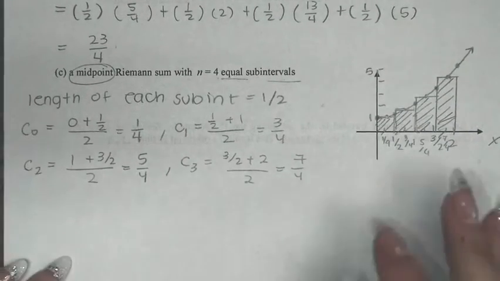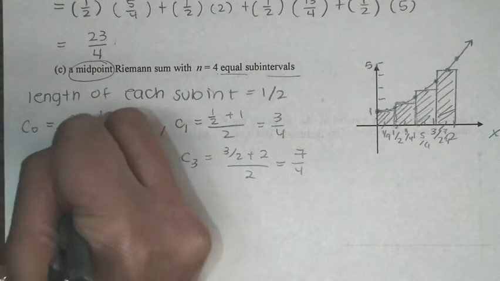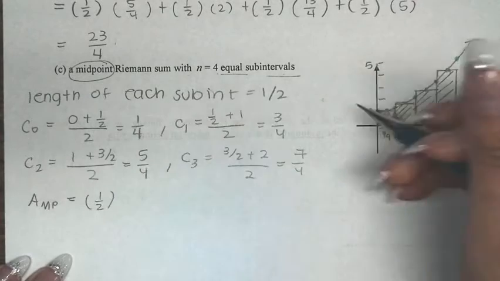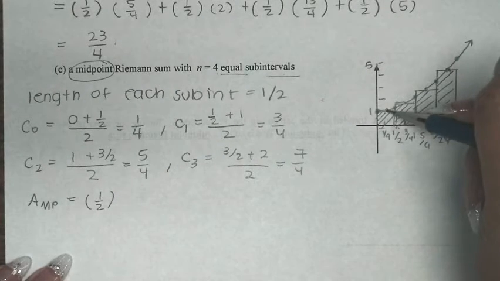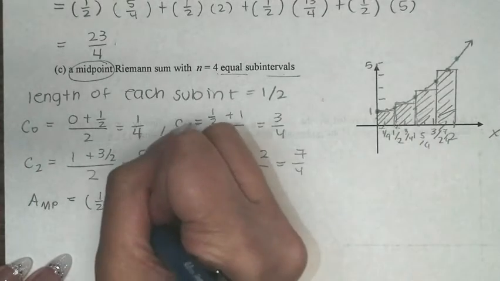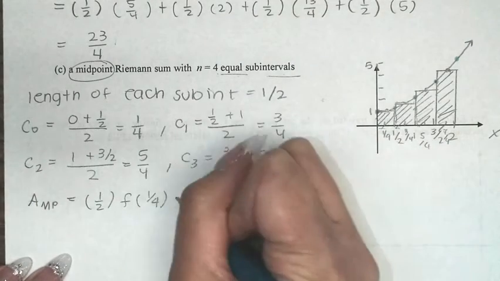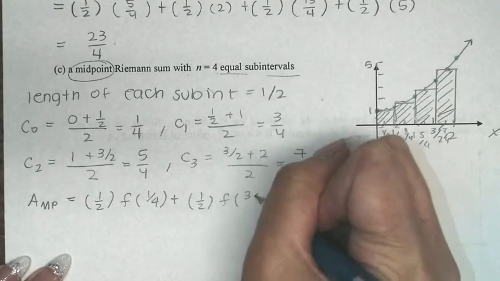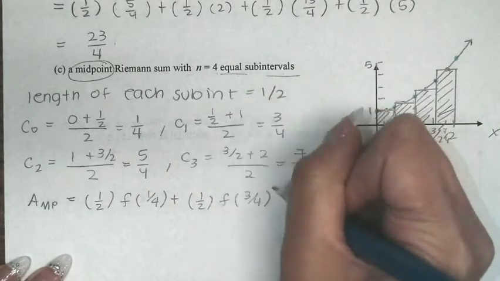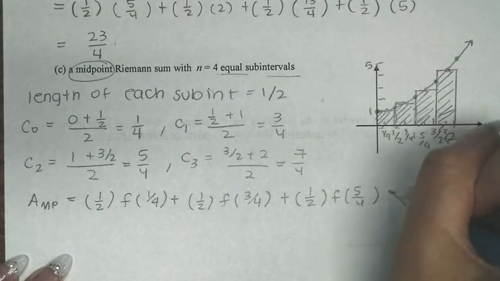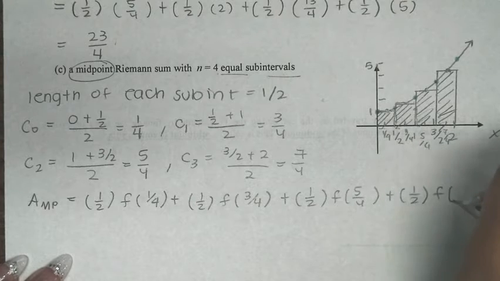So that's another estimation that we have here. Okay, so the area of the midpoint, how can we compute that one? So the base is going to be 1/2, as you can see. But what's the height? The height is not 1/4. It's the output when we plug the 1/4 in my function. So it's going to be f of 1/4 plus 1/2, the second rectangle, times f of 3/4 plus 1/2 times f of 5/4 plus 1/2 times f of 7/4.